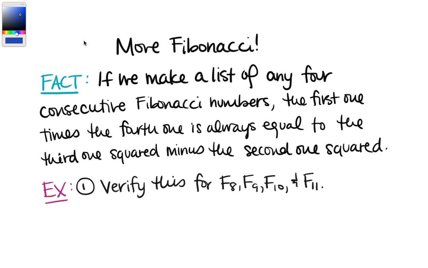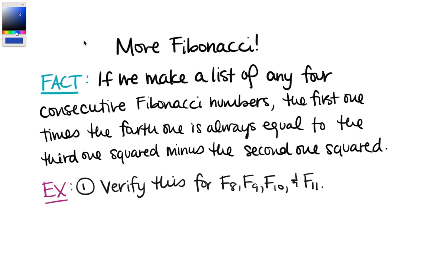Hi everyone, today we're going to be doing more Fibonacci examples. And here we're going to start this example off with a fact, which is if we make a list of any 4 consecutive Fibonacci numbers, so 4 that appear in order in the sequence, the first one times the fourth one is always equal to the third one squared minus the second one squared. Okay, we're not going to prove this, but we are going to use it, and it's kind of a mouthful.